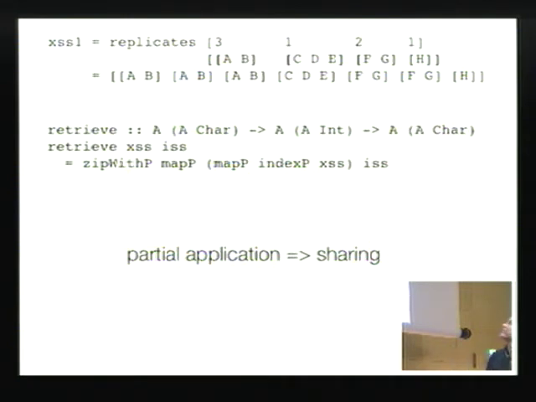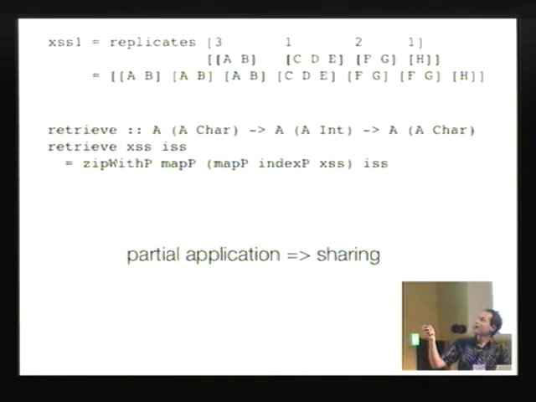Now when I said sharing before, bring your attention back here. When I say map P index XSS, I'm building a partial application where the arrays in this table are being captured in the closure. Partial application implies sharing, because usually once I've partially applied a function, I want to use the partially applied result several times. So every time I have partial application, I have sharing, and then this replicates function sort of encapsulates that.